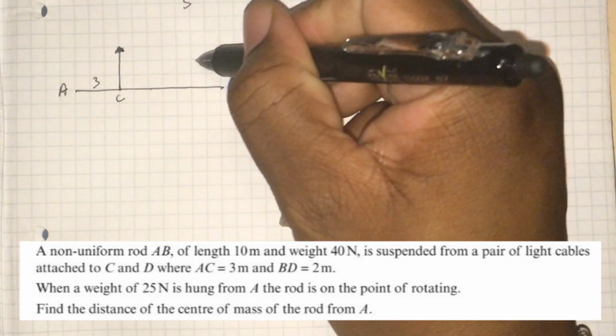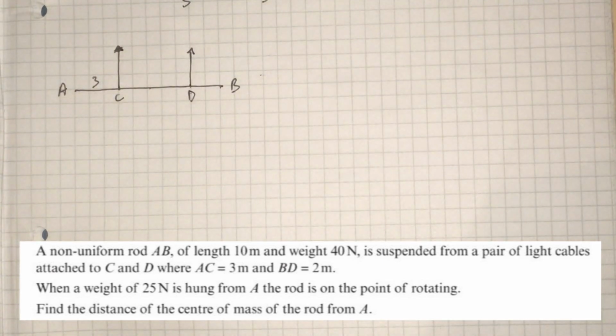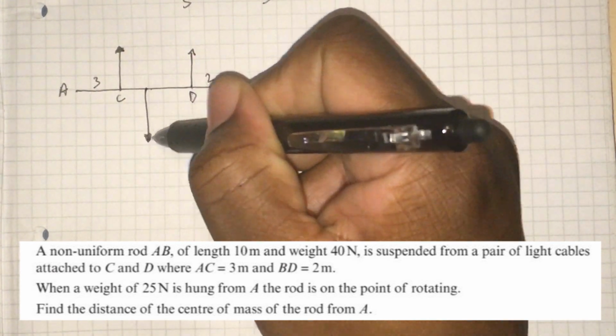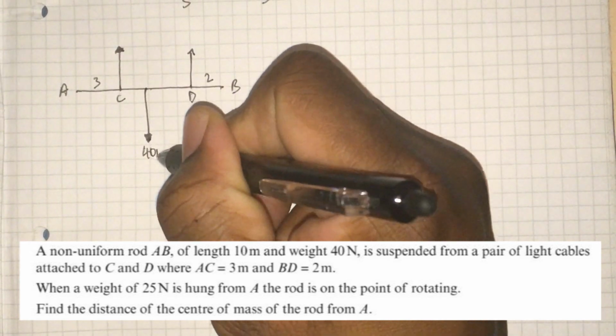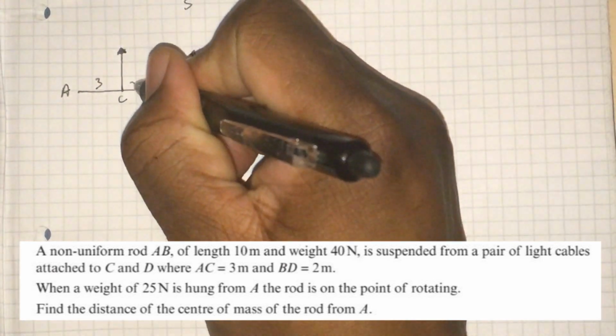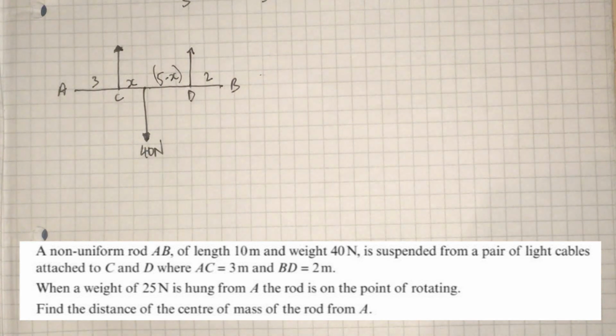It's a non-uniform rod, so I don't actually know where I should model the weight of the rod. But I'm going to assume for now it's in between C and D. I know that there should be 5 meters in between C and D, since it's a 10 meter rod. So I'm going to label this length here between C and the center of mass, I'm happy to call that X. And then between the center of mass and D, I'm going to call that 5 minus X. So two ways to represent these unknown lengths.